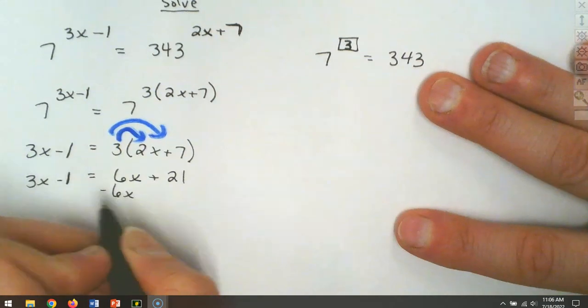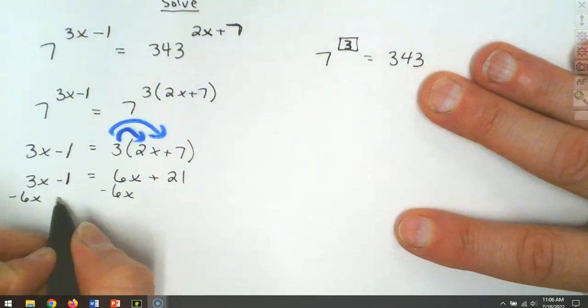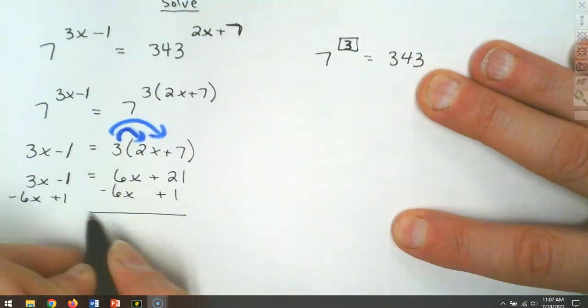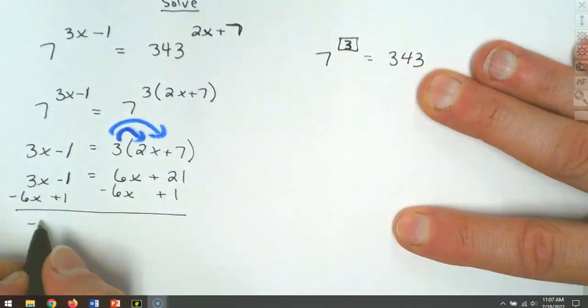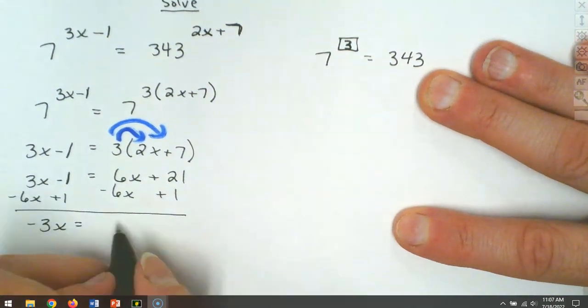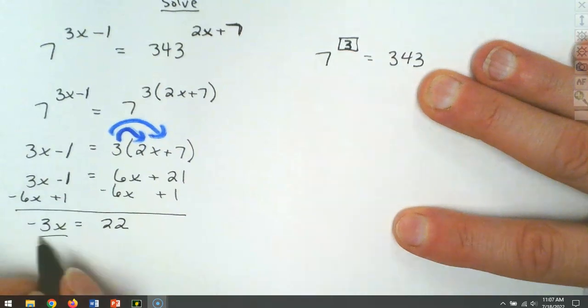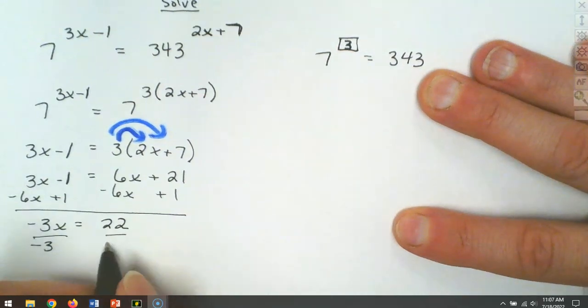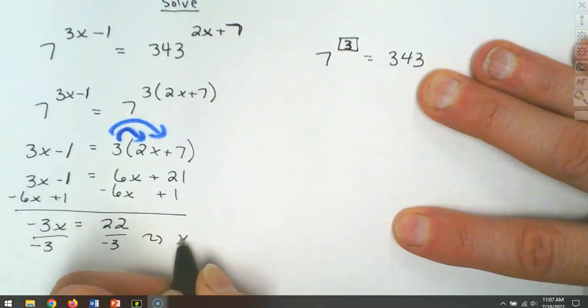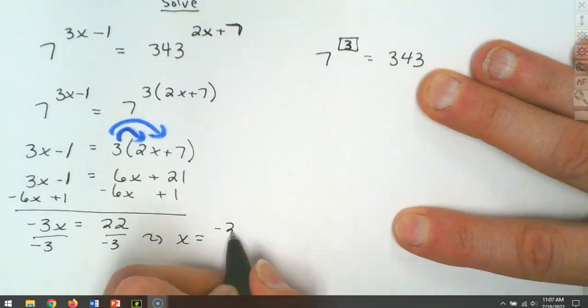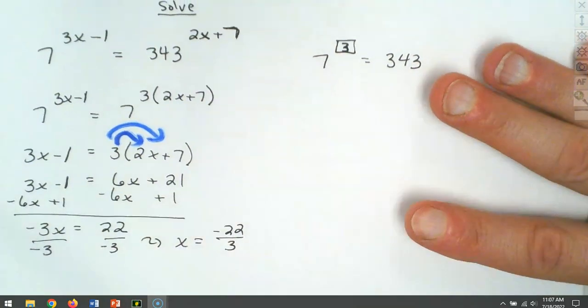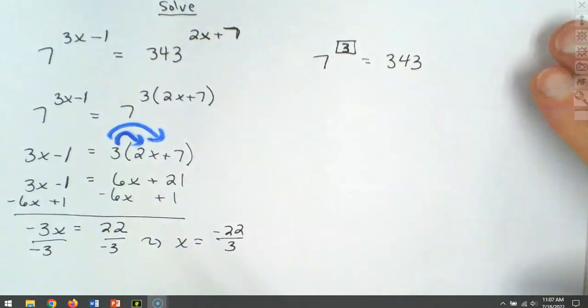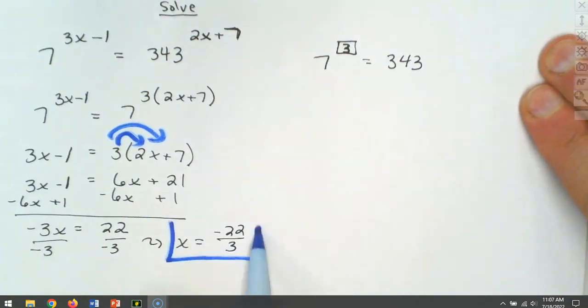So move the 6x over. Add the 1. And now we've got minus 3x equals 22. Divide by your negative 3. And so x now equals minus 22 over 3. And that's it.